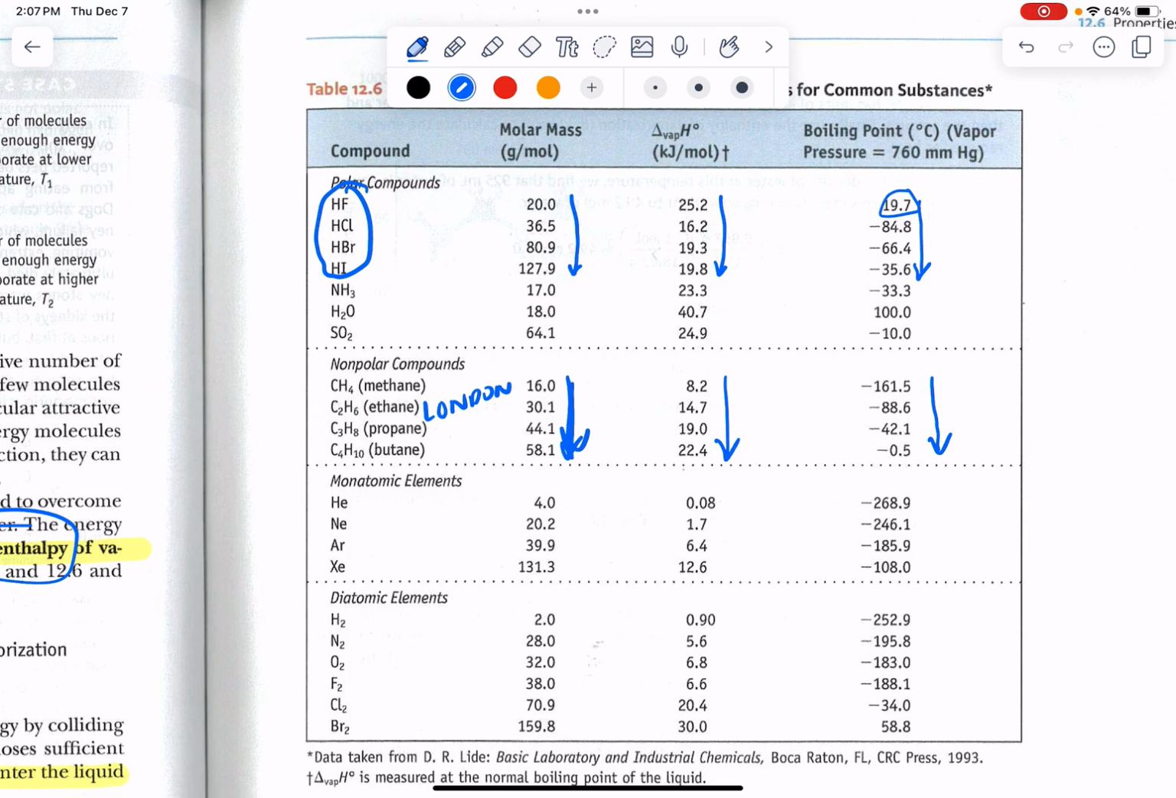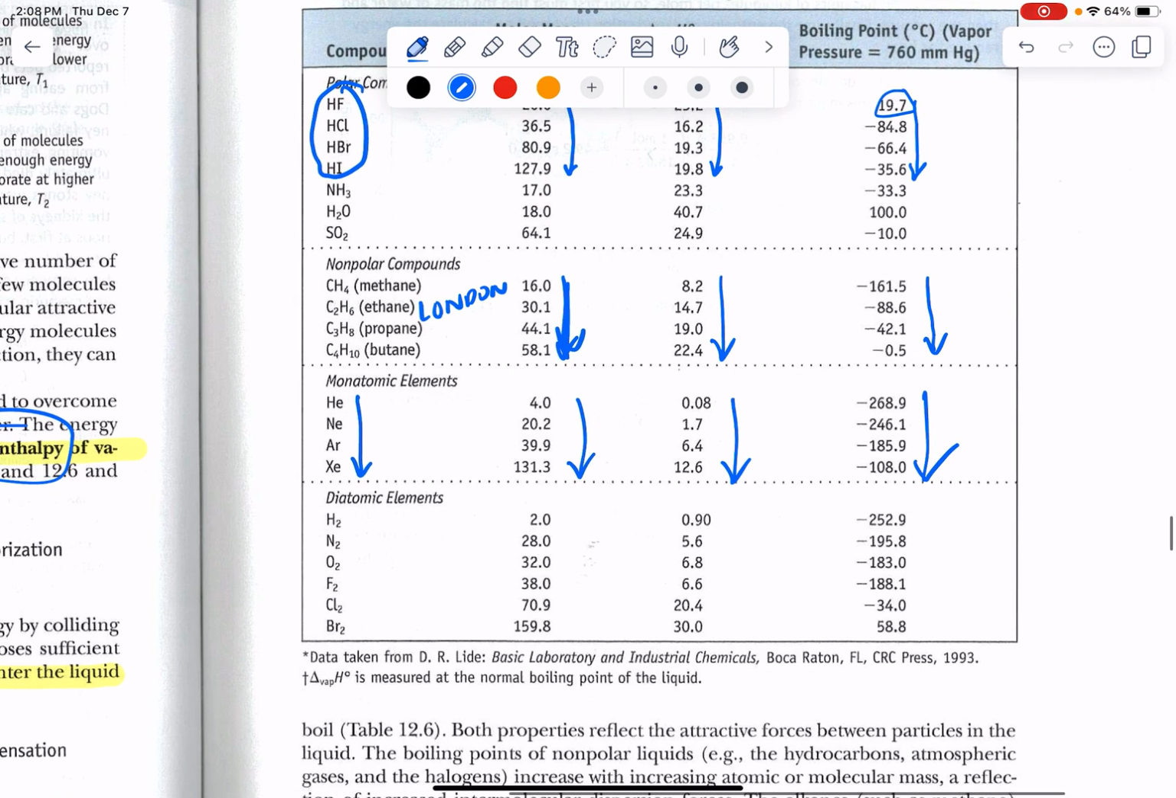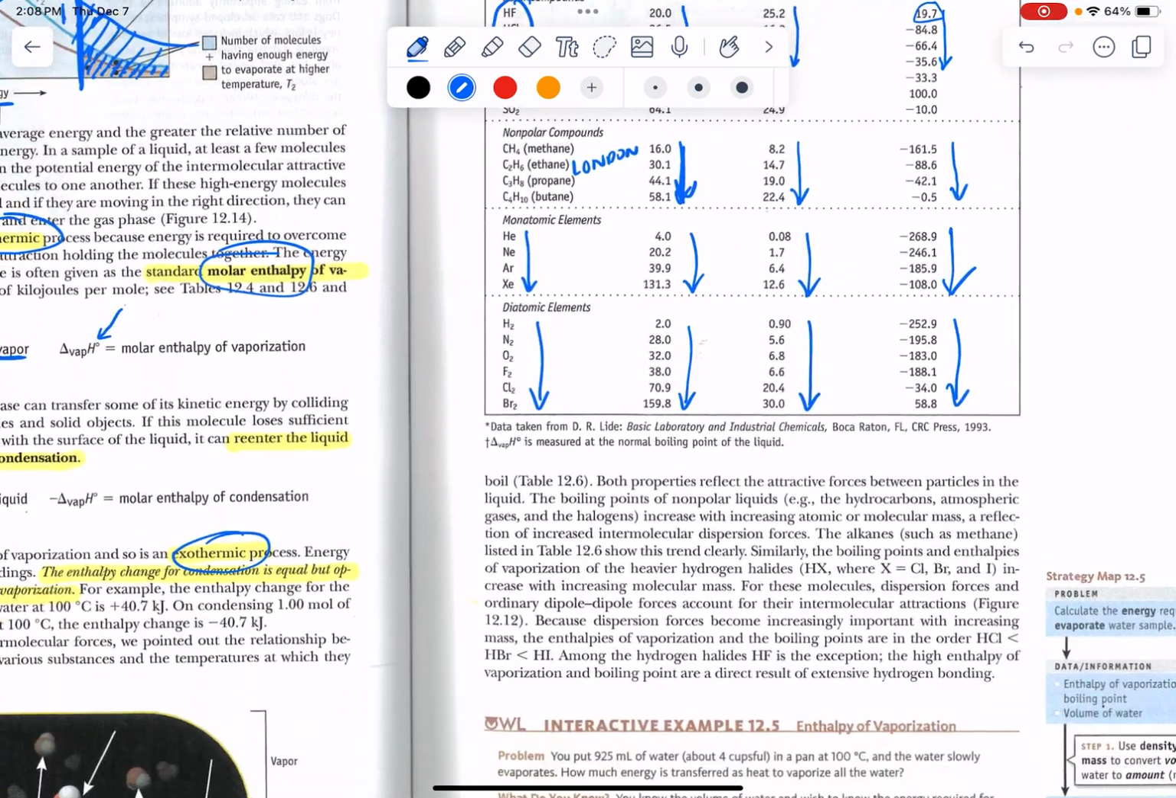You see that same trend as we go down the periodic table with the inert gases. Molar masses go up, and therefore the molar enthalpy of vaporization is going to go up, and therefore your boiling point is going to go up as well. And not to belabor the issue, but as we look at the diatomic elements and arrange them in order so that the molar masses are going up, so does the enthalpy of vaporization go up, and so does the boiling point go up.